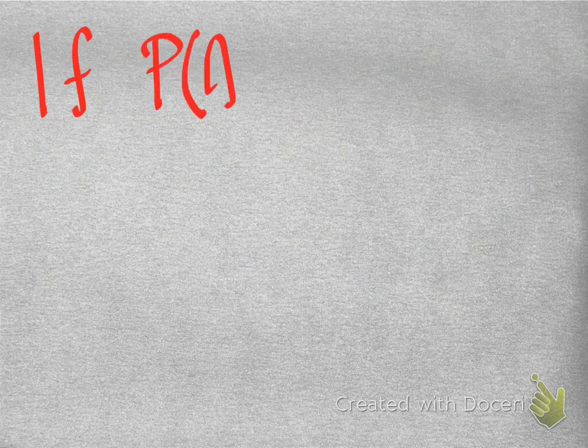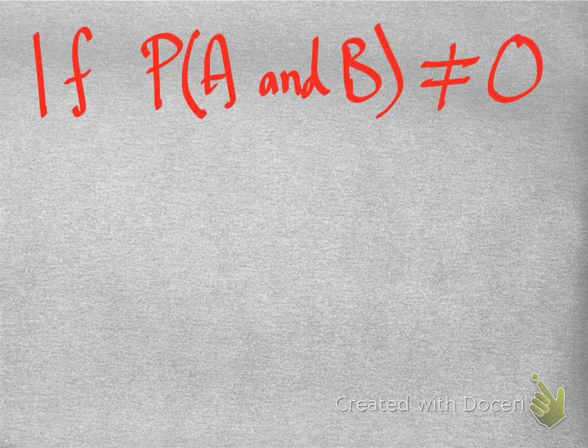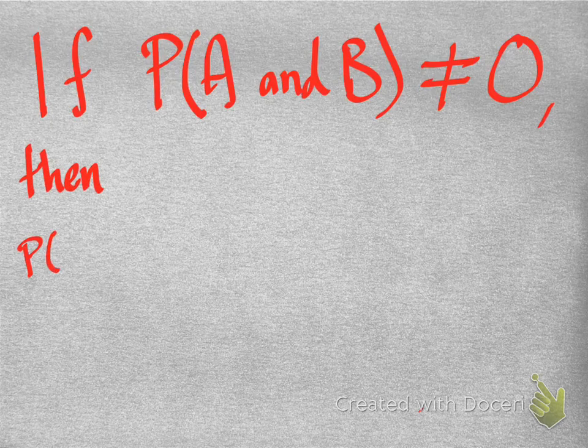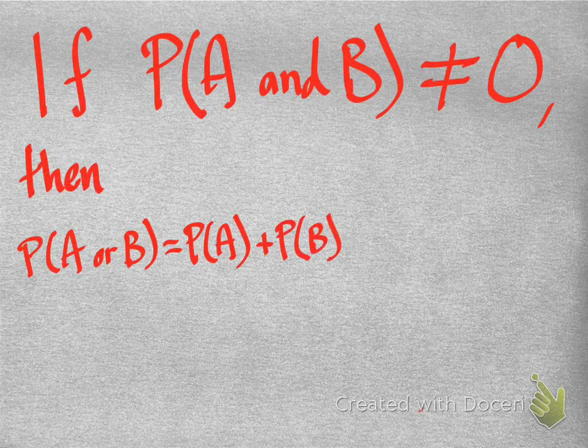But in any case where the probability of A and B does actually exist, in other words, if it's not 0, then here's what we have to do. Here's what the formula looks like. The probability of A or B, in other words, the union of A and B, is the probability of A plus the probability of B, and all we do different is subtract that intersection.